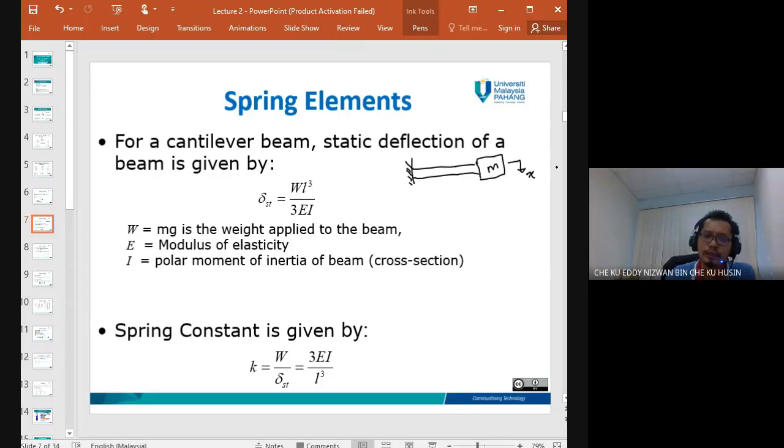For this kind of motion, if you refer back to strength of materials or the statics subject, the static deflection is equivalent to the weight times the length cubed over 3EI. E is the property of the cantilever beam, which is the Young's modulus or modulus of elasticity, and I is the moment of inertia, which depends on the cross section of the beam itself.